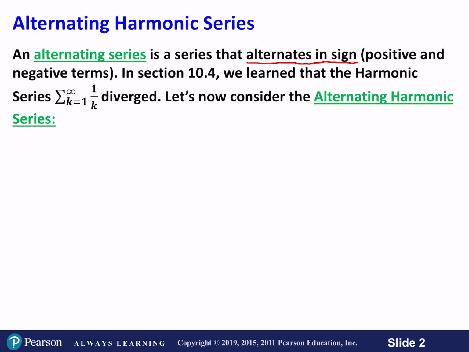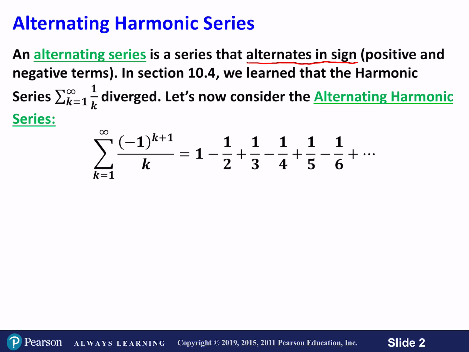In section 10.4, we learned that the harmonic series, the sum from k equals 1 to infinity of 1 over k, diverged, because that's a p-series where p is equal to 1, which is less than or equal to 1. So now let's consider the alternating harmonic series.